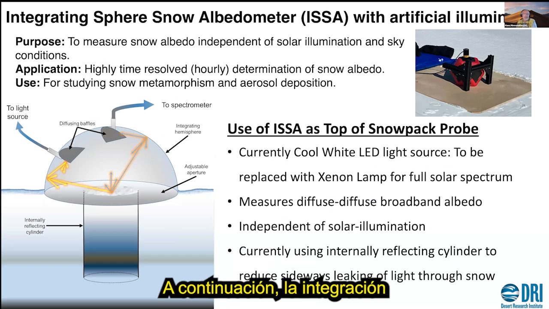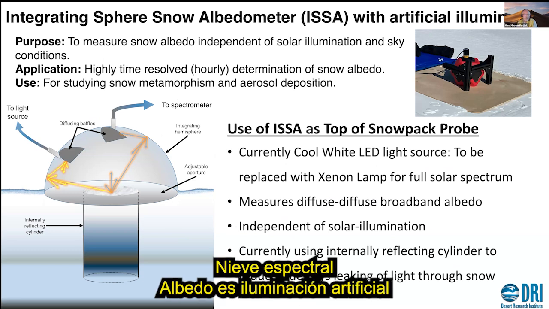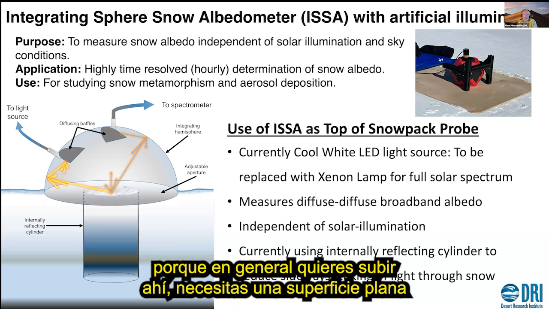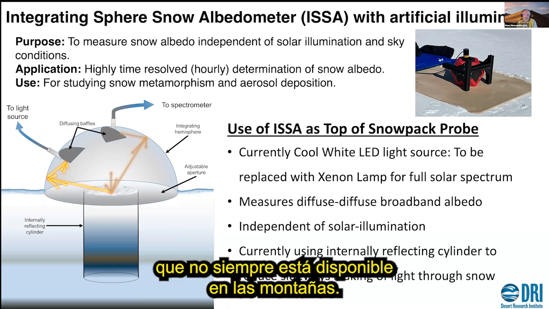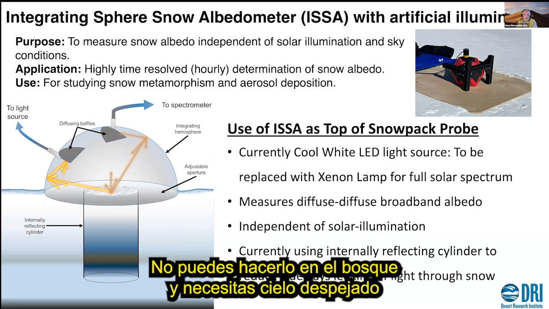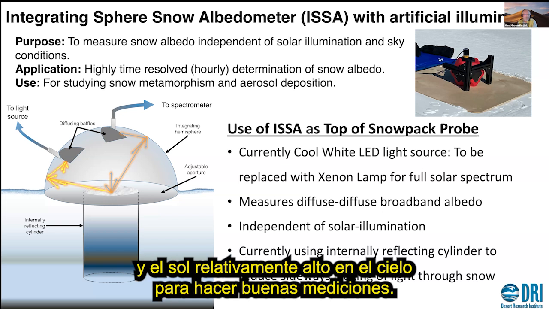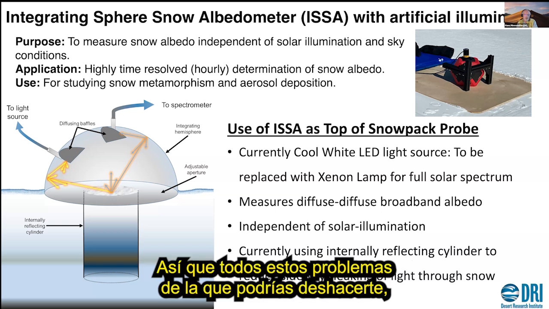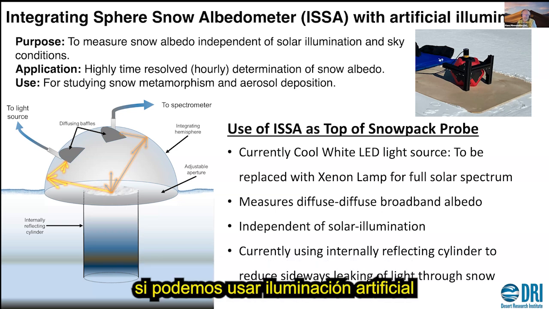Then the integrating snow albedometer aims to measure spectral snow albedo with artificial illumination, because in general you want to go up there, you need a flat surface, which is not always available in the mountains. You need an open area, you can't do it in the forest, and you need clear sky and the sun relatively high in the sky to do good measurements. So all these problems you could get rid of if you can use artificial illuminations.